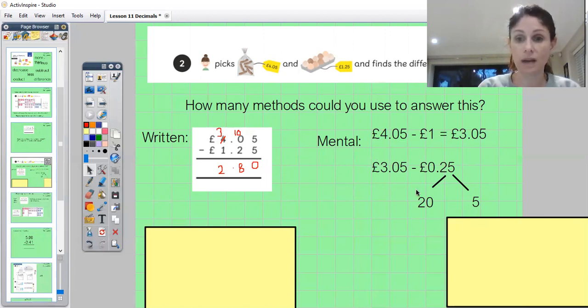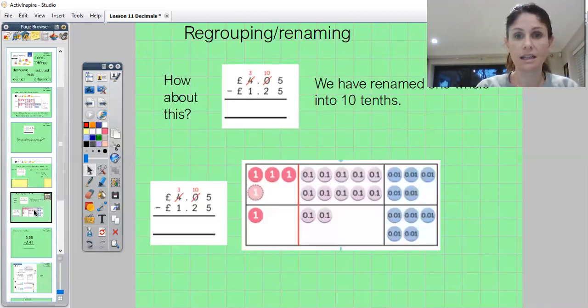This is all happening in my head. You might do a bit of jotting, but you should be able to do that in your head. Okay, have a little look at this one then.